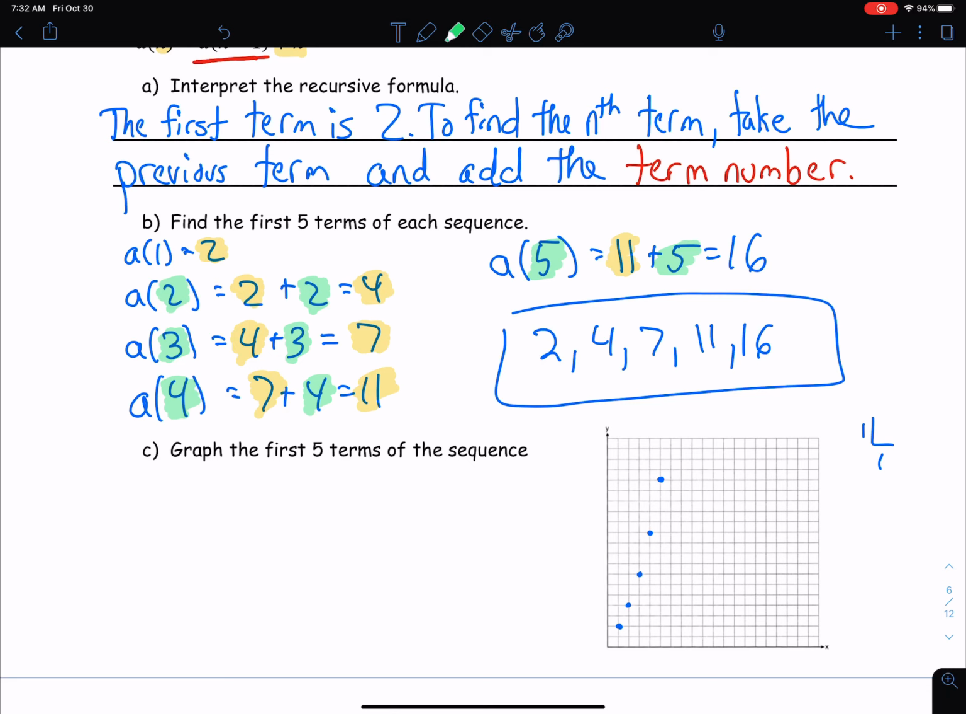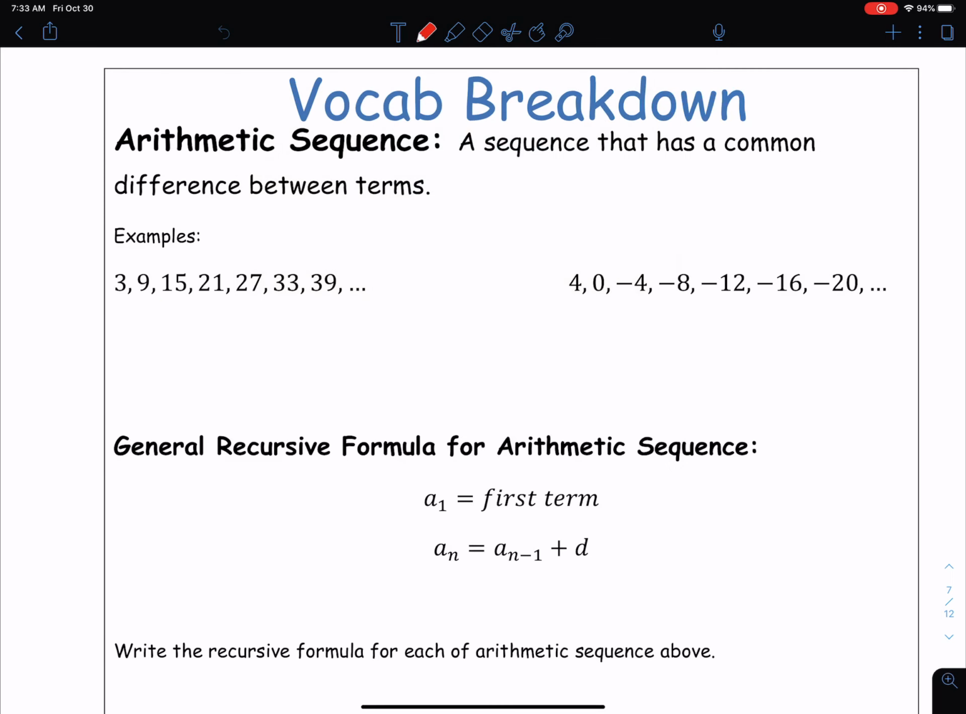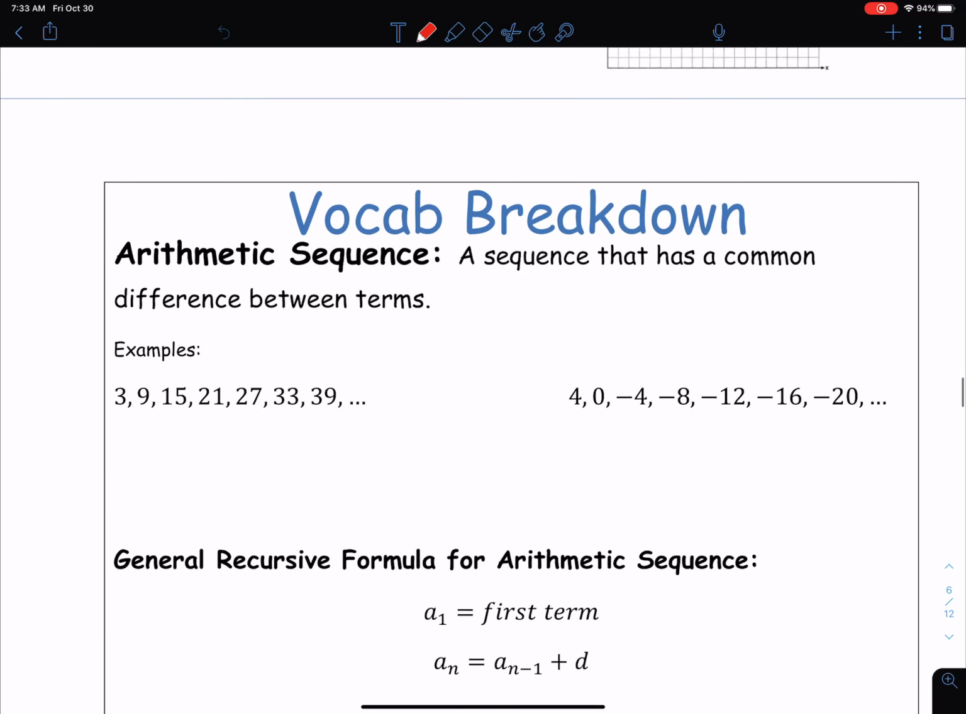Let's go to the next page. So on the next page, we've been talking about sequences. Sometimes we're multiplying. Sometimes we're adding and subtracting. Sometimes you can even divide. Sometimes we are multiplying and adding or subtracting.